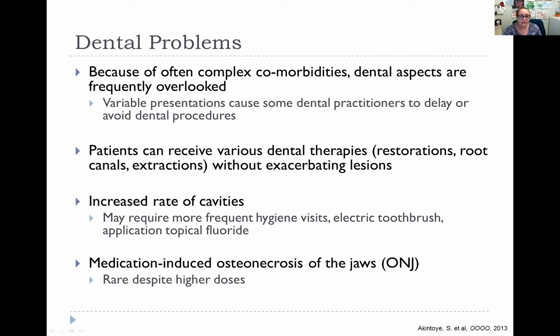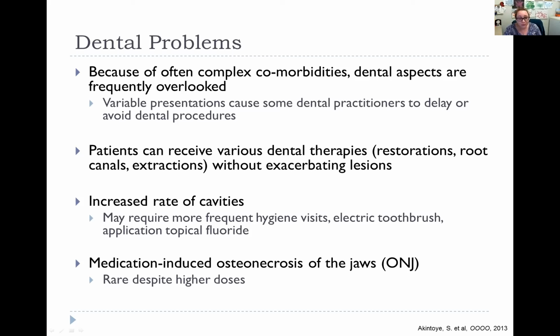And dental problems, I would say, because there are often complex comorbidities, can be frequently overlooked. So they can have variable presentations or delayed diagnoses or treatment. Patients can receive various dental therapies, restorations, root canals, extractions, without necessarily exacerbating fibrous dysplasia lesions. That means that if you're told to go have your wisdom teeth out, it is not a big deal. If it's an area of fibrous dysplasia bone, it's actually a nice opportunity that you could get a biopsy without needing to take any real additional bone or doing a much bigger surgery. But it is safe and does not cause any major sequelae.